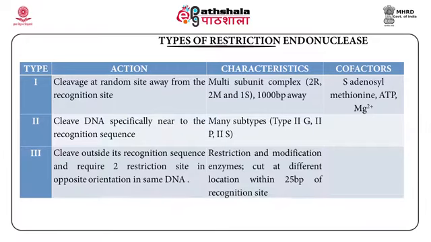Come to the third category, the type 3 restriction endonuclease. Here you can see it cleaves outside the recognition sequence and requires 2 restriction sites in opposite directions.